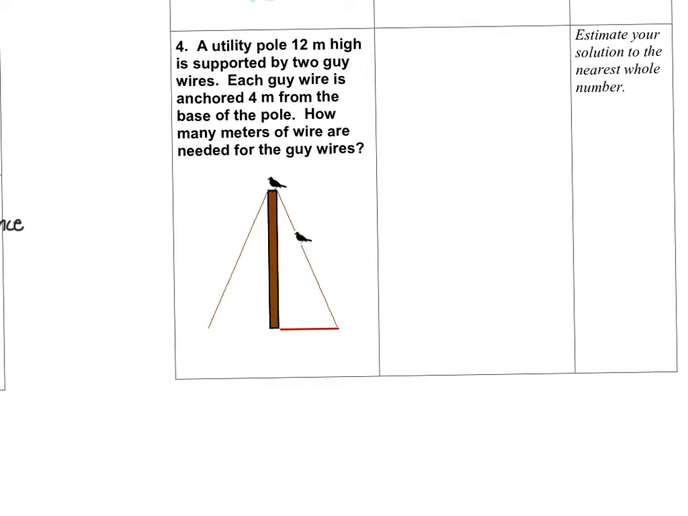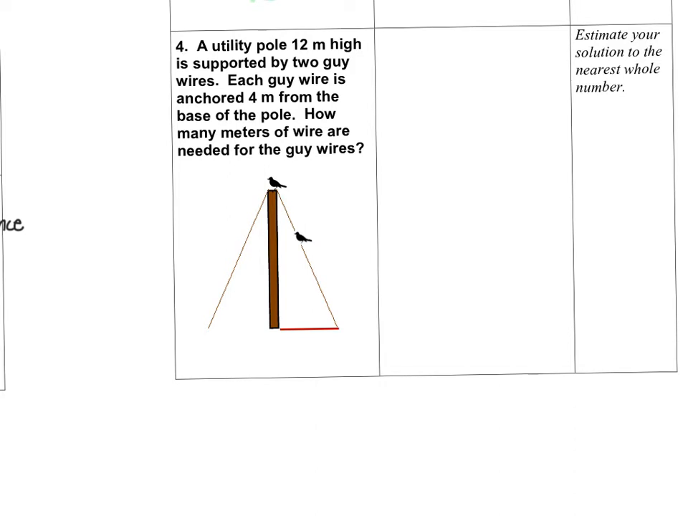The most difficult process for 8th graders is to know where to put the numbers. So read very, very carefully, and it should become more clear as you do more practice. Let's begin by reading the question. A utility pole 12 meters high is supported by 2 guy wires. Each guy wire is anchored 4 meters from the base of the pole. How many meters of wire are needed for the guy wires?